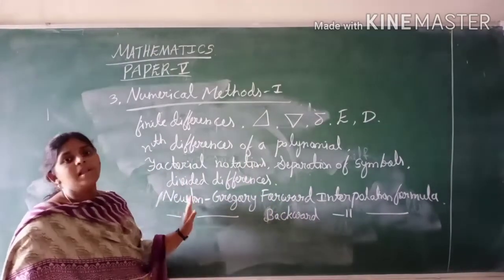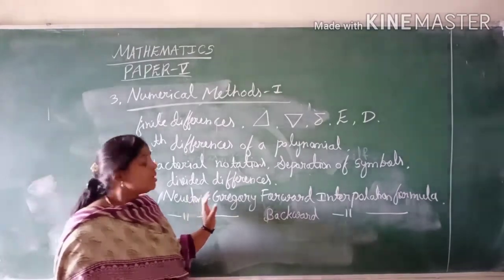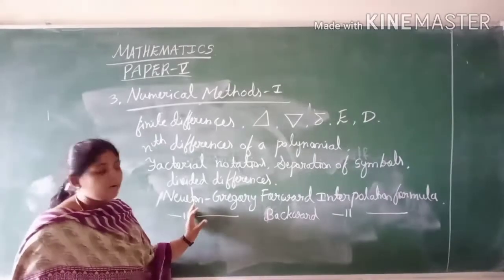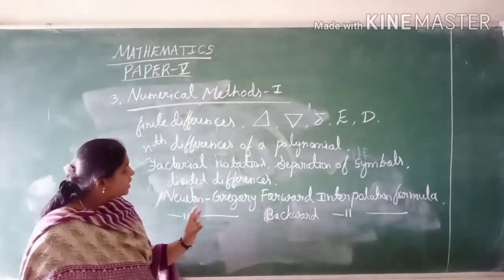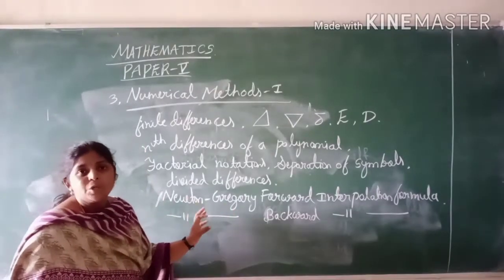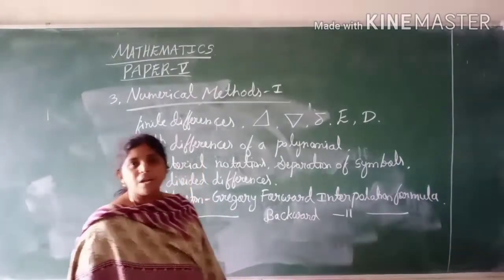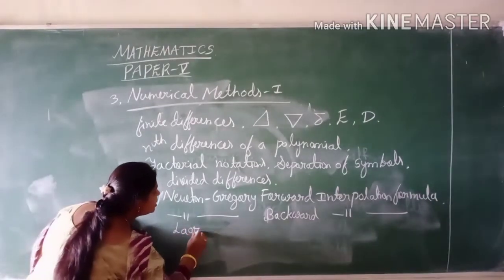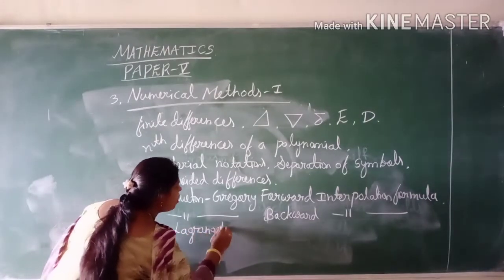These 2 interpolation formulas we apply only on equal intervals. Equal intervals means the nodes, the x values, have equal differences; then we can apply these 2 formulas. If the nodes are given at unequal intervals, then we apply only one interpolation formula, that is Lagrange's interpolation formula.